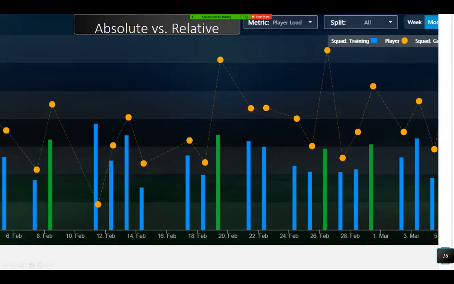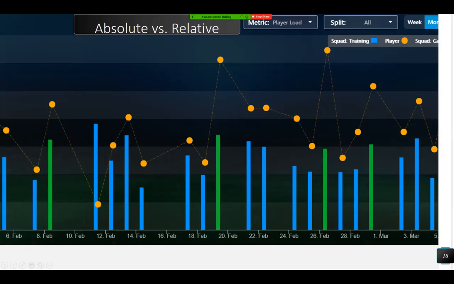Another thing we can also do is compare the athlete to the team averages. Actually, it was the same athlete that was the attacker. This is the way that she contributes to the team in terms of her player load. So you can see the metric is player load.